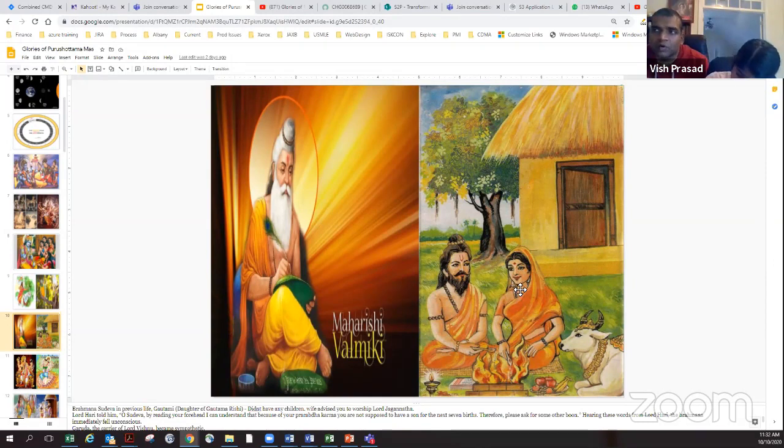And then, Garuda is the one who brings Lord Vishnu, right? So Garuda was very sad to see and sympathetic for this Sudeva. And he said, oh Lord, why don't you give him a son? He has no children. And the Lord said, okay, because you are telling me, I'm going to give him a son.